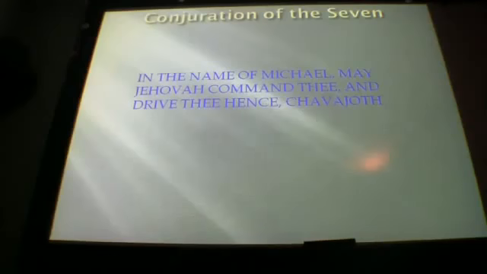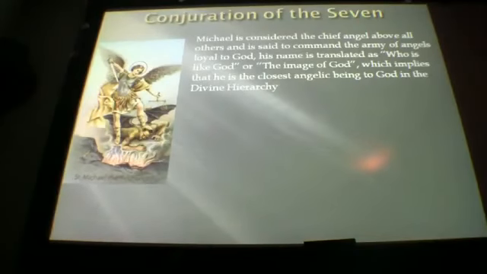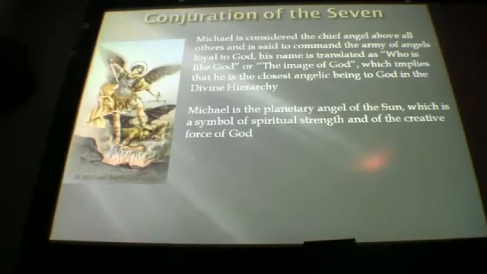Right, and a lot of these names are Hebraic, but we can transliterate them and pronounce them as in English. So what we see here is Mikael is considered the chief angel above all others and is said to command the army of angels loyal to God. His name from Hebrew translates to who is like God, or the image of God, or the likeness of God, which implies that he is the closest angelic being to God in the divine hierarchy. Mikael is the planetary angel of the sun, which is a symbol of spiritual strength and of the creative forces of God.